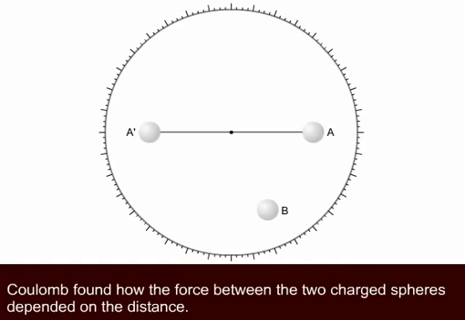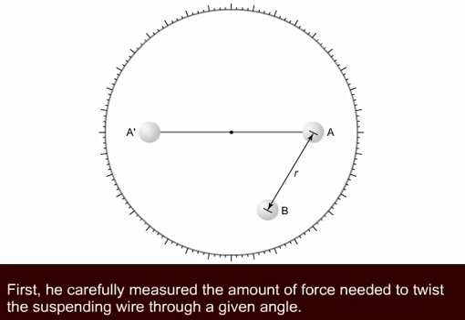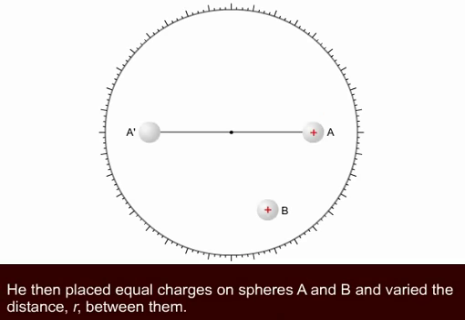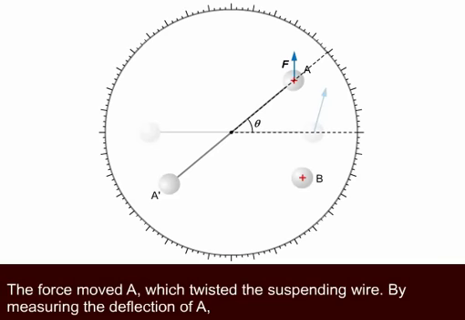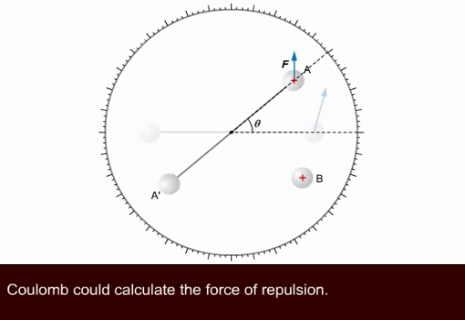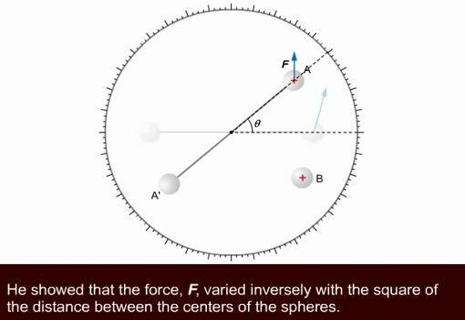Coulomb found how the force between the two charged spheres depended on the distance. First, he carefully measured the amount of force needed to twist the suspending wire through a given angle. He then placed equal charges on spheres A and B and varied the distance, r, between them. The force moved A, which twisted the suspending wire. By measuring the deflection of A, Coulomb could calculate the force of repulsion. He showed that the force, F, varied inversely with the square of the distance between the centers of the spheres.